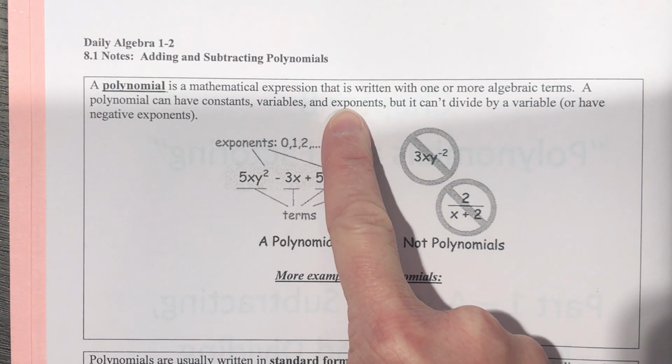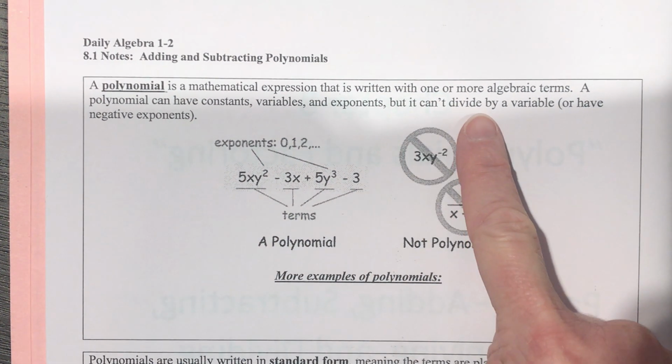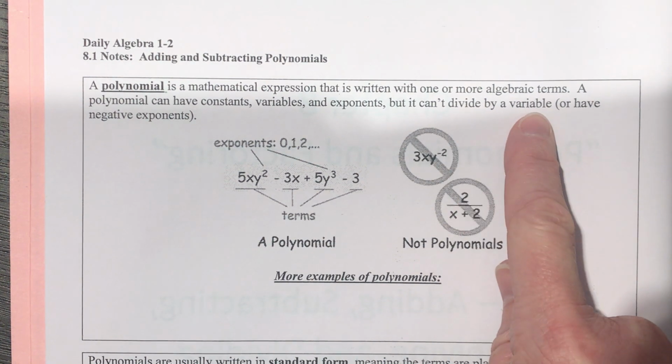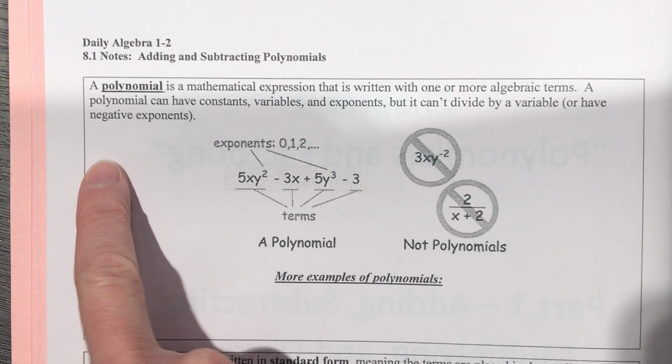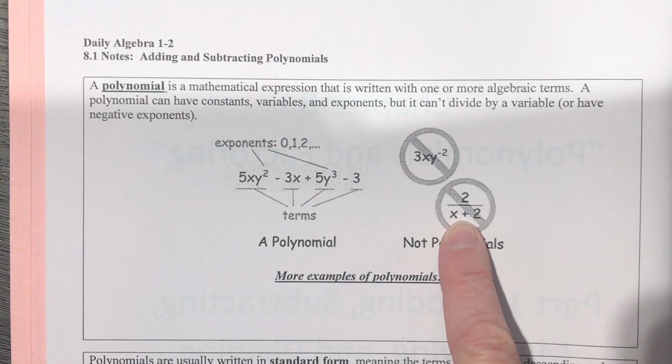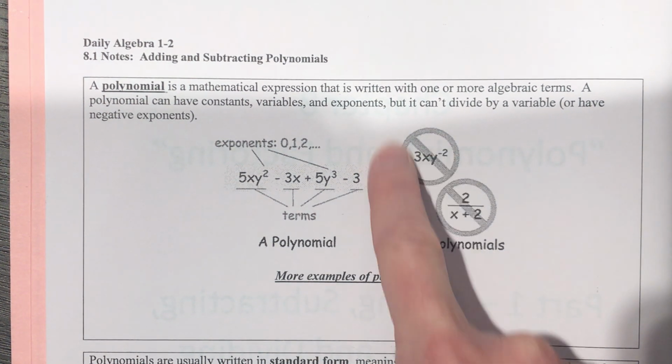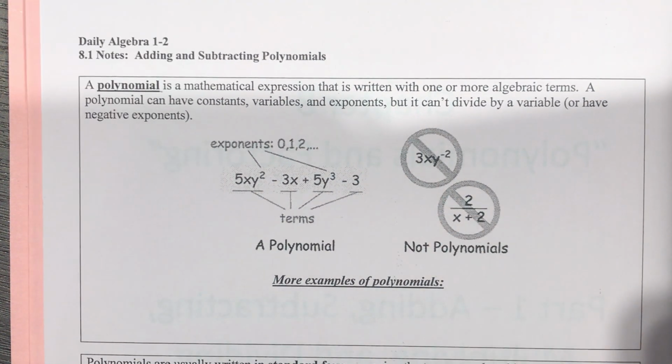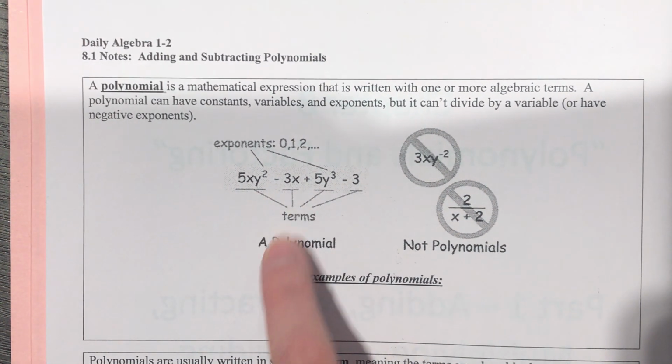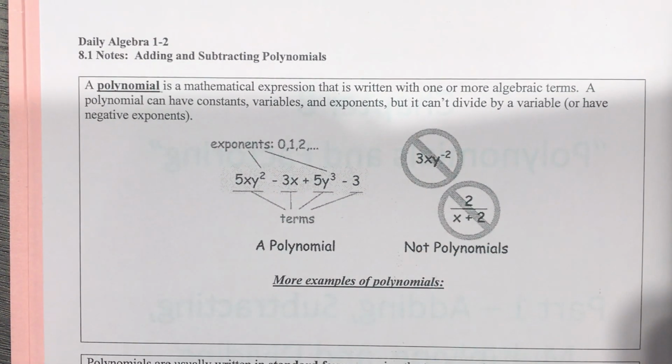That's your exponent there. But what it cannot have is it cannot be divided by a variable or have negative exponents. So things like a letter in the bottom of a fraction, that's not allowed. And then also negative powers. So that's why you see this circle with the slash through it to say this would be an example of a polynomial, but these two would not.